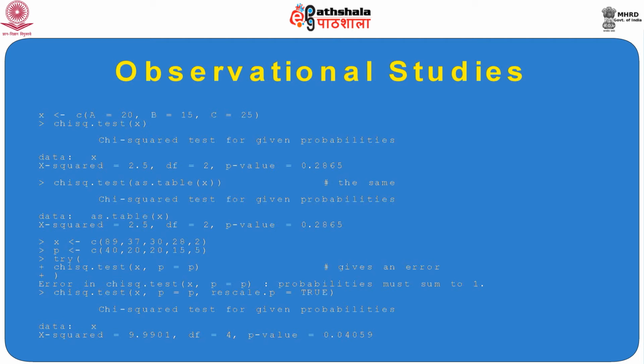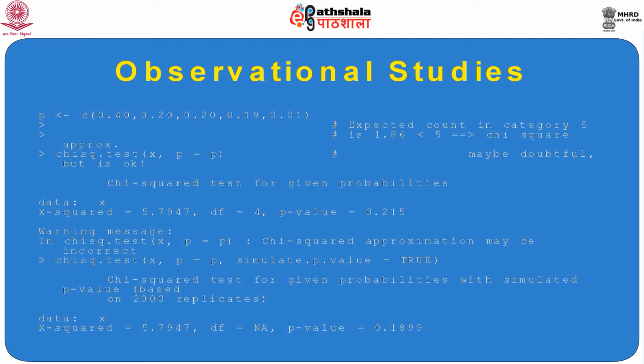Now again, another example, we are going for an application of chi-square where we are assigning p as 0.40, 0.20, 0.20, 0.10, 0.09 and 0.01, and an expected count category is 1.86, less than 5, for performing the chi-square. So with the approximation, x comma p equals p, the chi-square test value is given as 5.7947 with degrees of freedom 4 and p-value 0.215. Again this result is warning that the approximation may be incorrect.